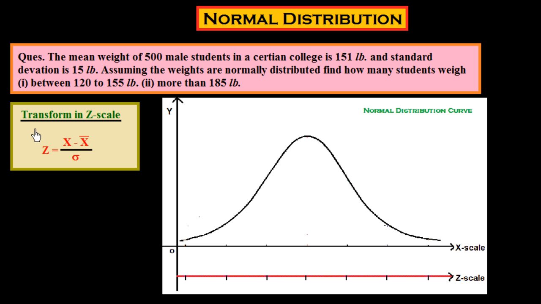So you see here I have written one formula to transform into z scale. We have to use this formula for transformation of x scale into z scale, where z is equal to x minus x bar over sigma. Now look at this figure: one normal distribution curve is here, and this is our x-axis or the x scale, and this is our y-axis, and this red line I have drawn here for z scale. Corresponding z scale we will get here.